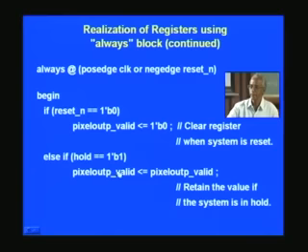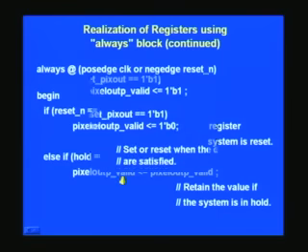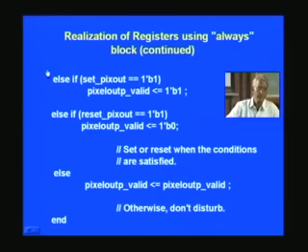So, we have to say do something at every point of time. You can't remain without doing anything. So, you have to retain the value if the system is in hold. Or you can even try removing this statement and find out what the tool reports. So, next, if those two conditions are satisfied, we are yet to cover set and then reset, and that is what we are doing here.